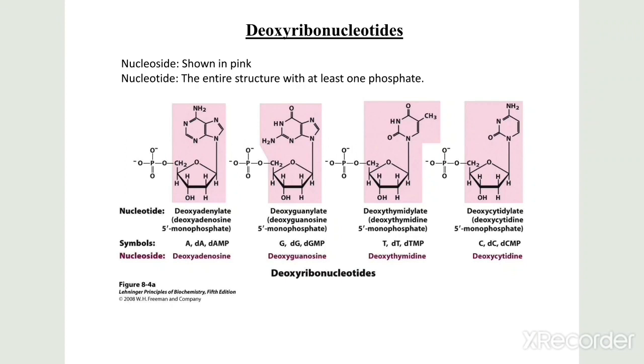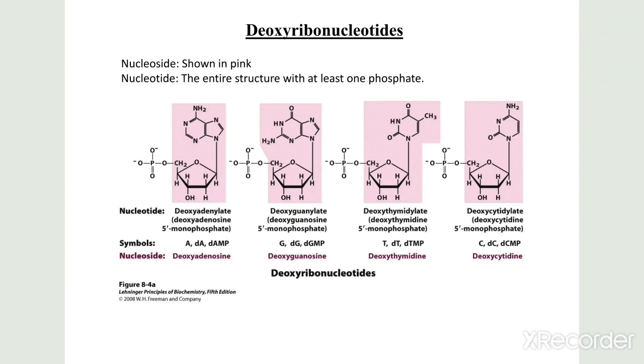These are some of the structures of deoxyribonucleotides. As we know, nucleotides include a phosphate group, a sugar group and the bases. But the nucleoside doesn't include the phosphate group. That means the pinky area used in this figure is the nucleoside, while if we see the complete area including the phosphate group, then it forms the nucleotide.